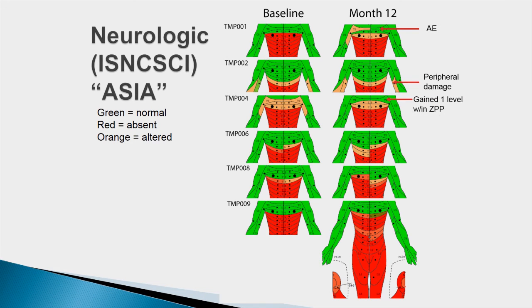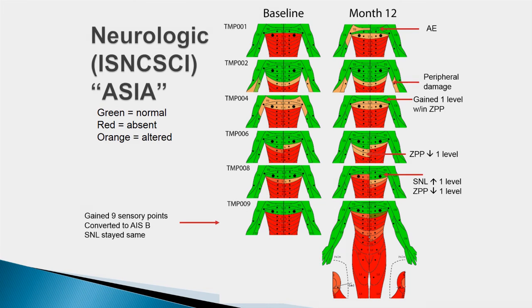The third individual that we transplanted actually gained one level down in his sensory, and this is called in his zone of partial preservation, or the ZPP. The fourth person that we transplanted had his ZPP go down one level as well. The person that had the most additional trauma associated with him, his single neurologic level actually went up because of an altered sensation in one dermatome on one side, but his ZPP actually went down one level. So that was a gain.